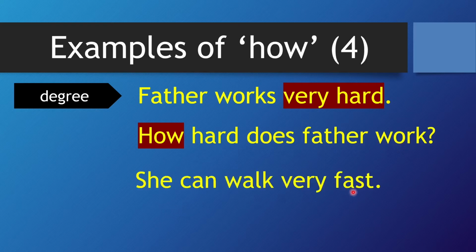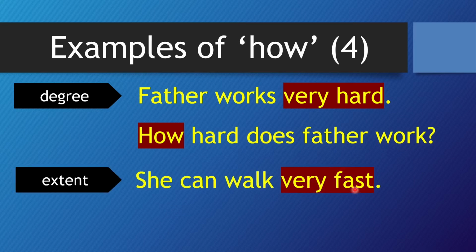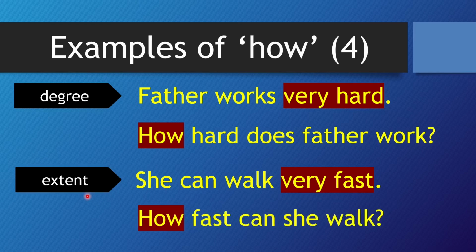She can work very fast. Here, fast is the adverb because it is showing the extent. So we will write, how fast can she walk? So how. After that, the adverb will come. Here is the adverb fast. So we are writing fast. After that, the modal verb. You know, can is a modal verb. So we are writing can. After that, the subject is coming she. And the verb, main verb is walk. How fast can she walk?